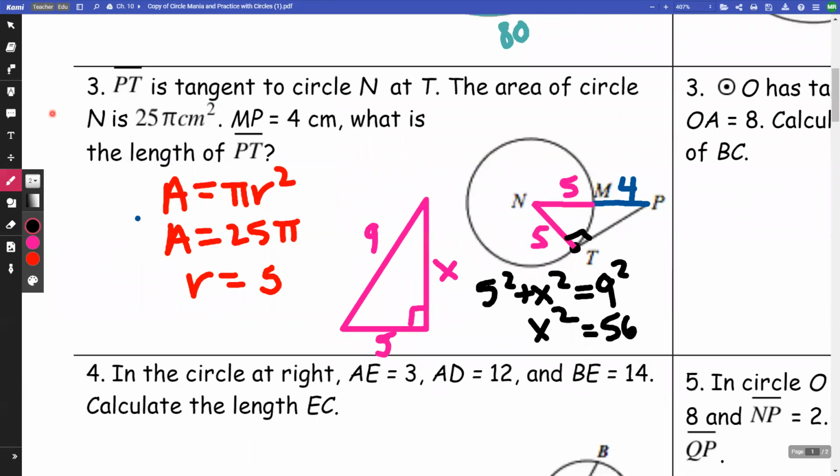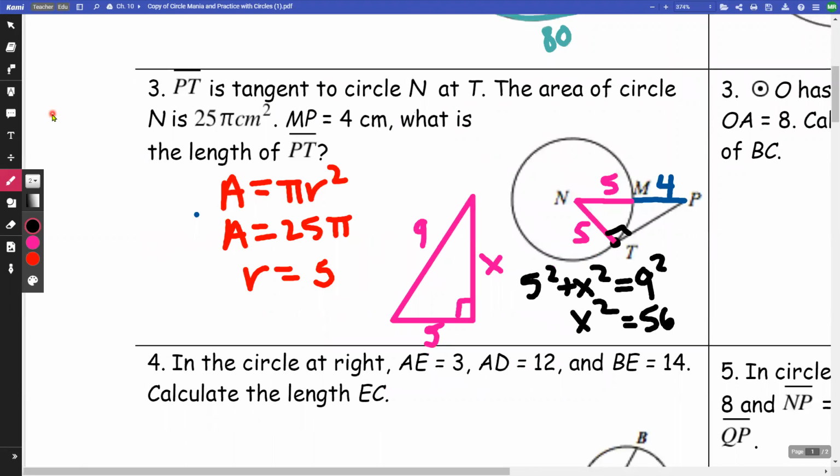So my length of PT is going to equal the square root of 56, which I could simplify because that's 8 times 7. So that would be 2 root 14, or I can give it as 7.48.